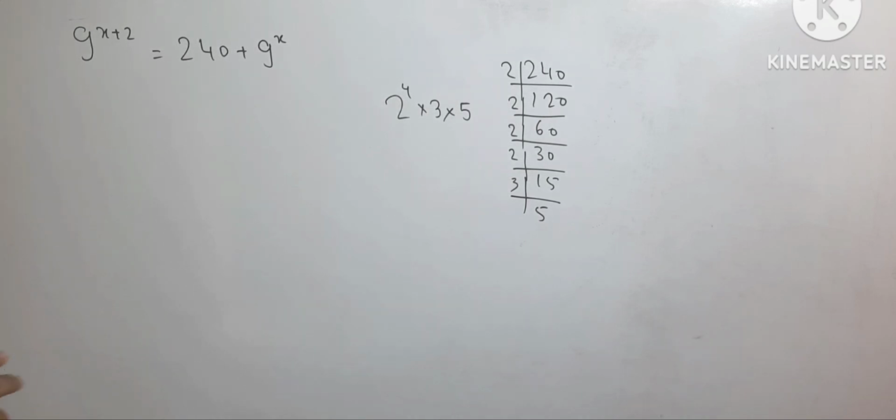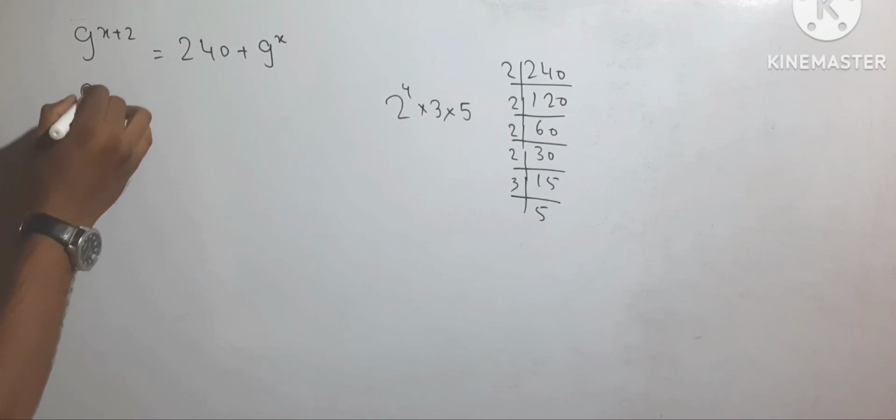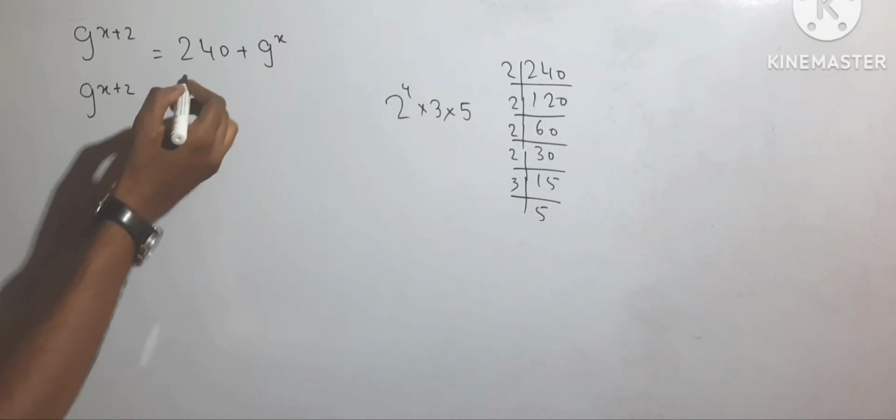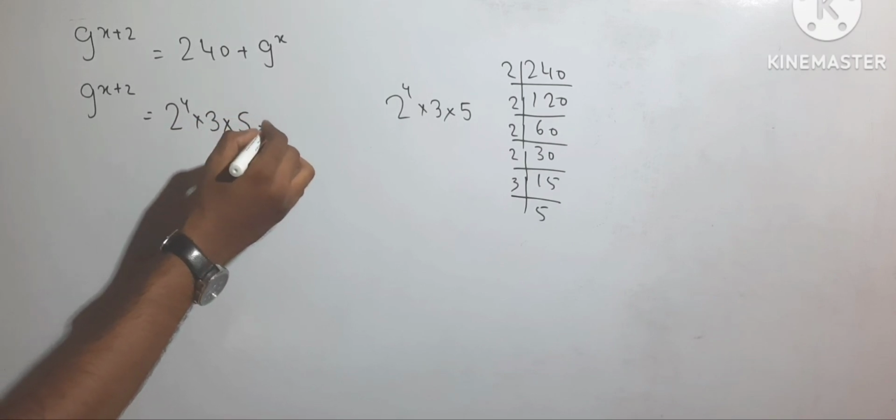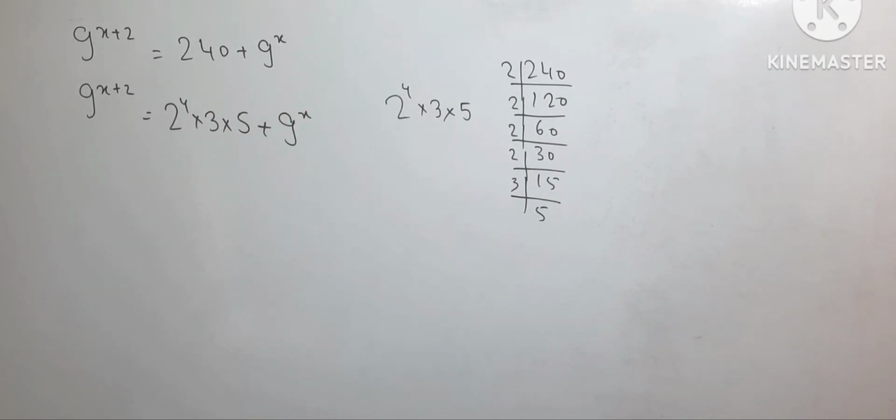So we did prime factorization. These are the things we are going to get. So instead of this one as it is, you write: instead of 240, we are going to write 2 to the power 4 into 3 into 5 plus 9 to the power x. Now, anything similar we can find?